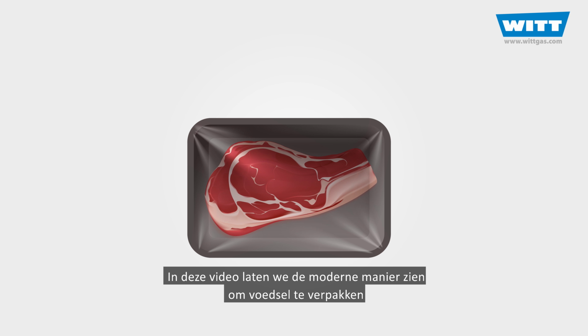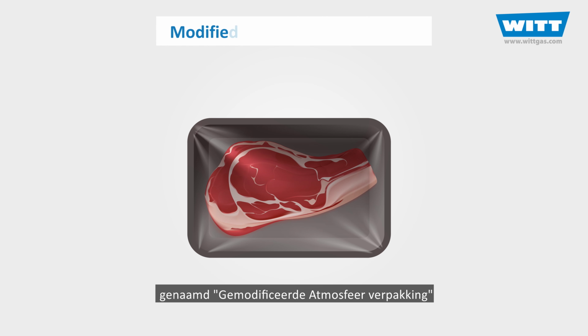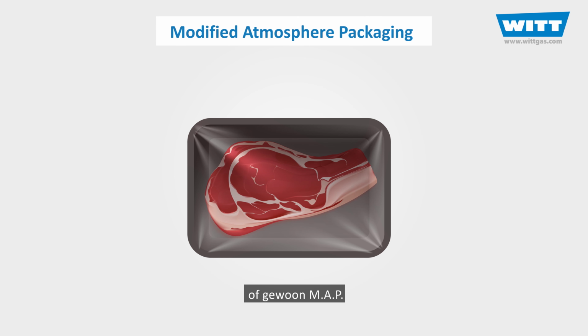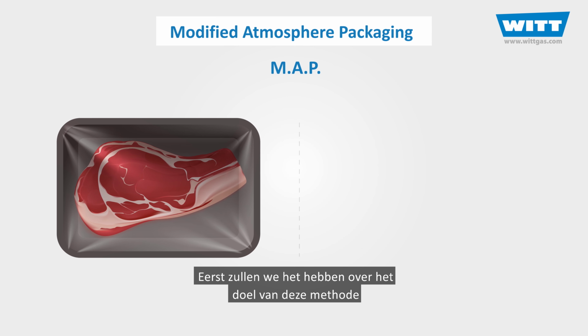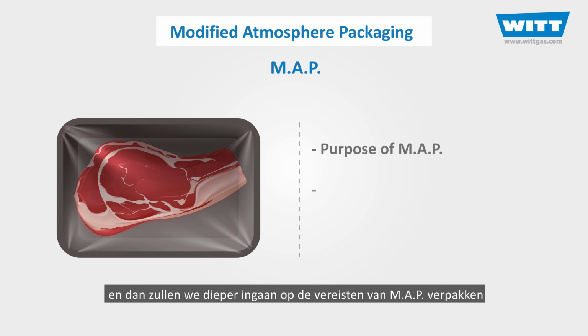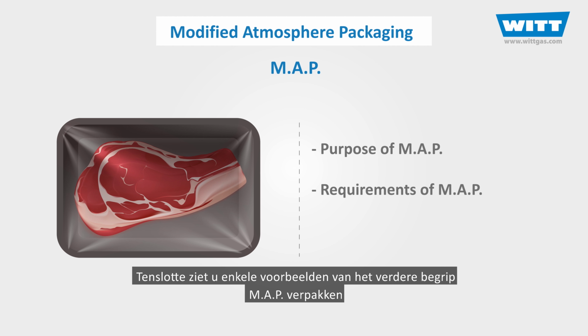In this video, we're going to learn about a modern method of food packaging called Modified Atmosphere Packaging, or simply M.A.P. First, we will talk about the purpose of this method, and then we'll take a deeper look at its requirements. Finally, we'll consider some examples in our further understanding of M.A.P.